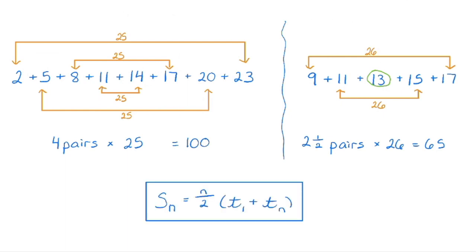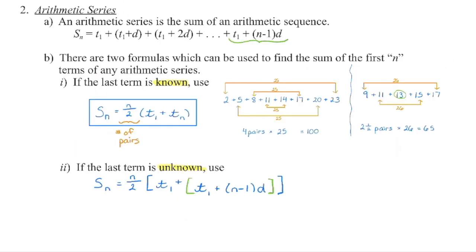So what we're doing when we're trying to calculate the sum of an arithmetic series is we're essentially adding up the value of that first term plus the last term, and then we're multiplying by the number of pairs. The number of pairs we have is the number of terms divided by 2, so this is the number of pairs times the sum of each pair. So if we know the value of that last term, we can use this formula to calculate the sum.